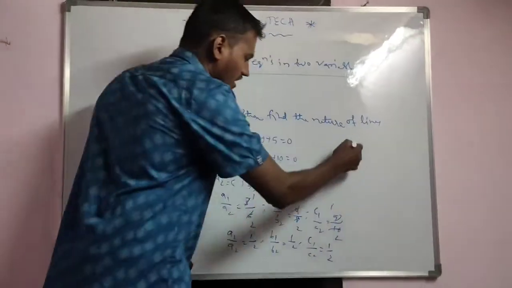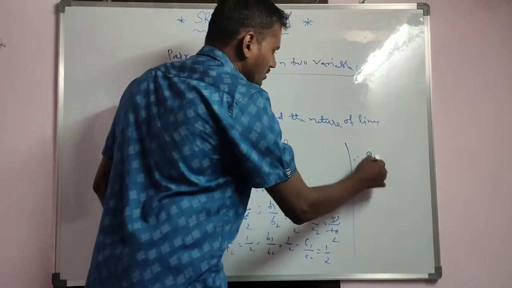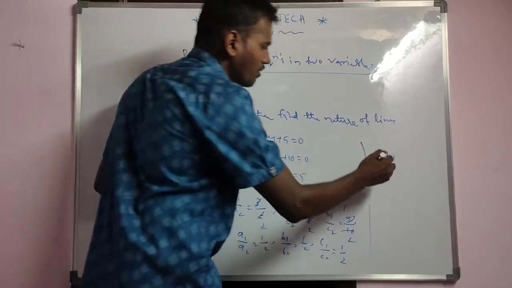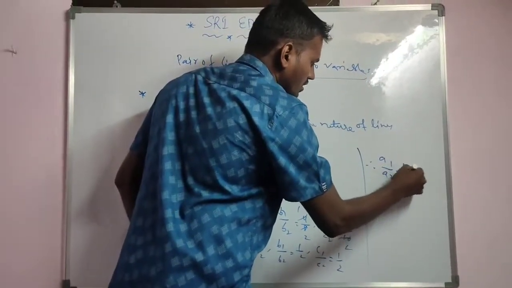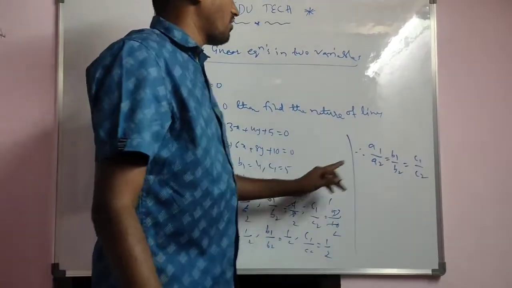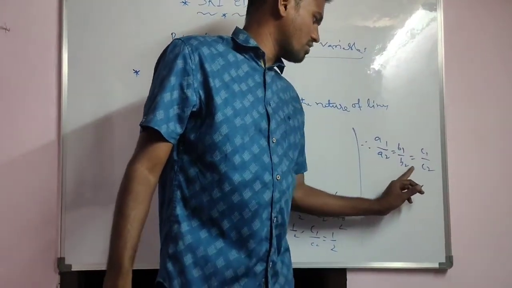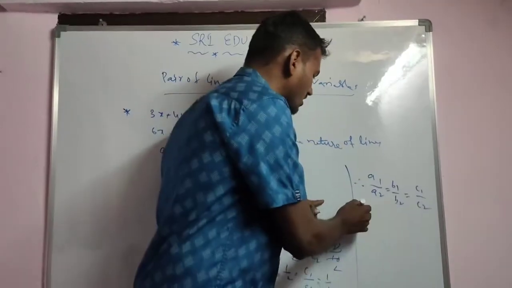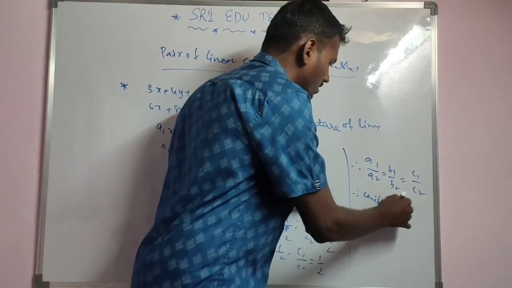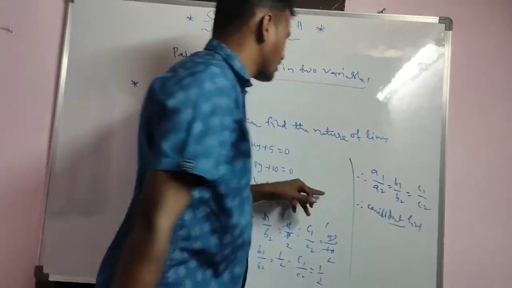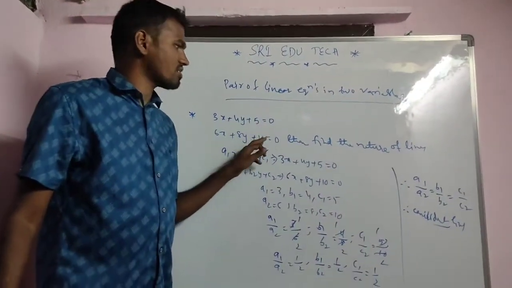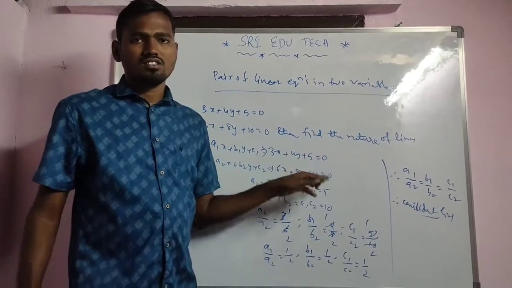From this we write down the conclusion. Therefore, a1 by a2, b1 by b2, c1 by c2 all are 1 by 2 only. So a1 by a2 is equal to b1 by b2 is equal to c1 by c2. And you already know, whenever a1 by a2, b1 by b2, c1 by c2 are all equal, then the lines are coincident lines. Like this you have to find the nature of lines whenever a pair of linear equations is given.